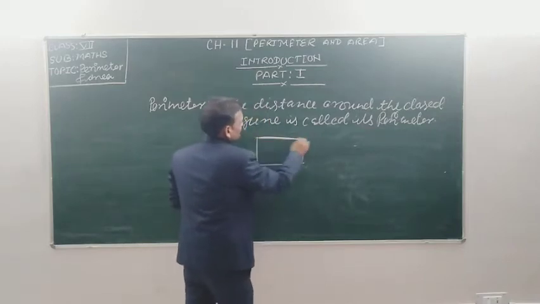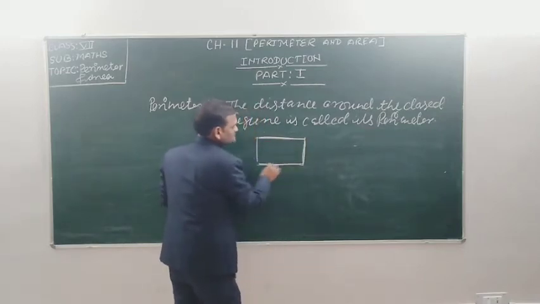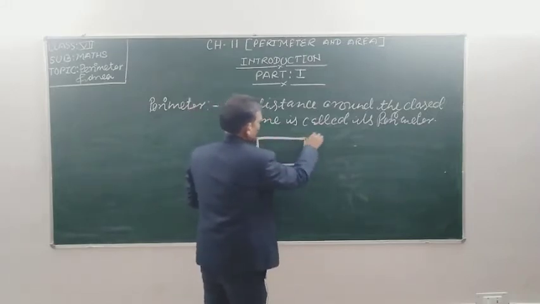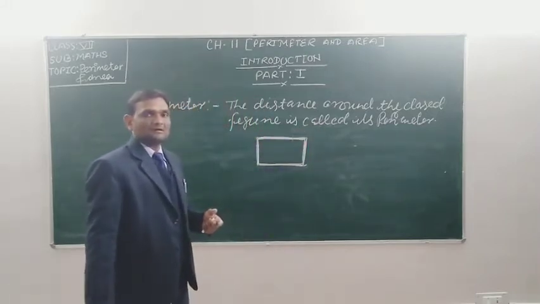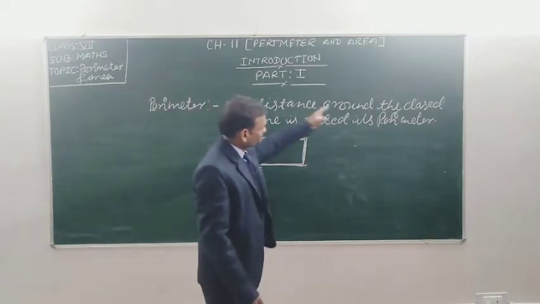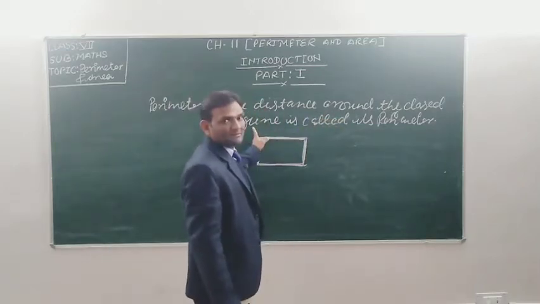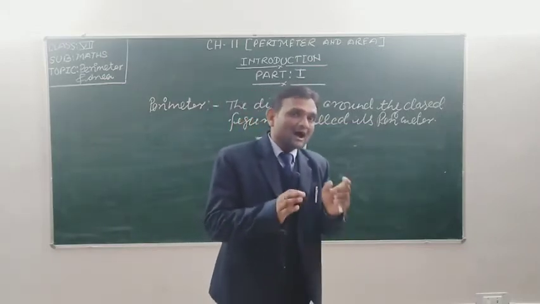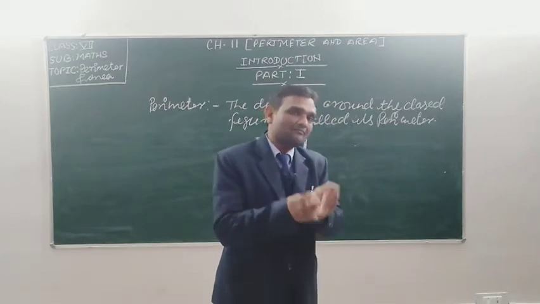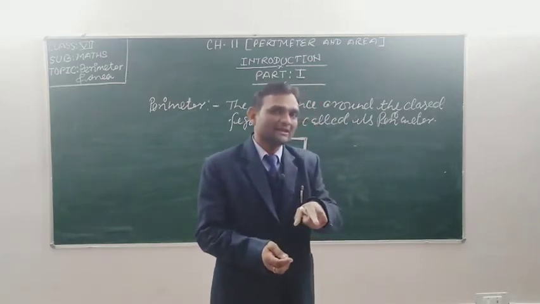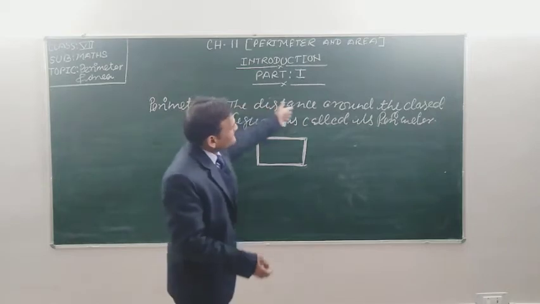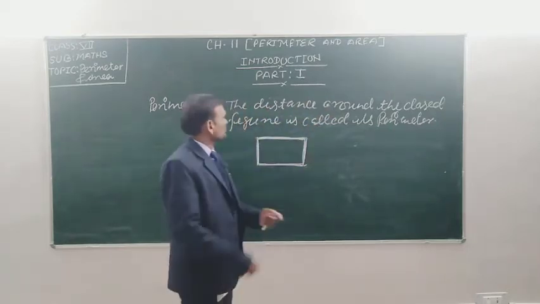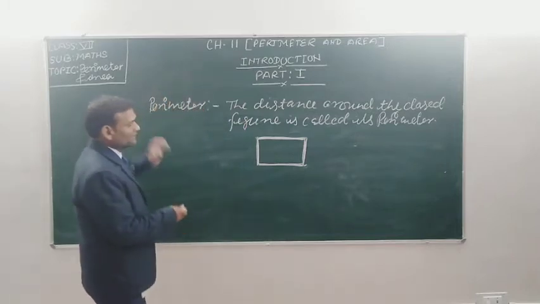Length of this side, length of this side, length of this side, length of this side, all these lengths are called the perimeter. So we can say that the sum of the lengths of all sides of a closed figure is called its perimeter, or in simple words, the distance around the closed figure is called its perimeter. Student, I hope you have understood the perimeter.